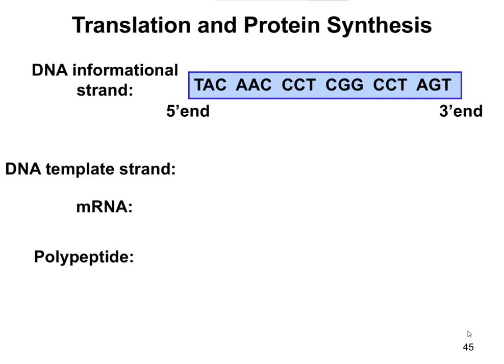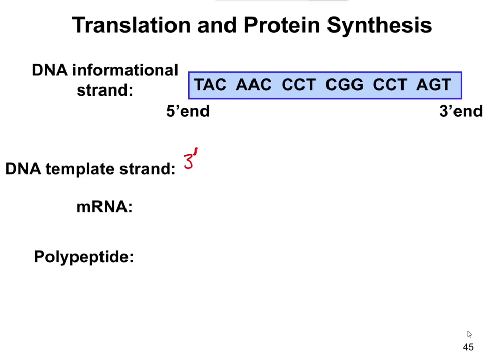All right, so saying all of that, let's go through this example and look at what would form from this particular DNA informational strand. So notice that we have the 5' end of the DNA molecule here, and we have the 3' end over here on the other side. So what we're going to do from that is write the DNA template strand. And the DNA template strand is going to go in the opposite direction.